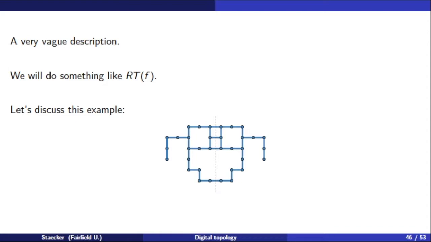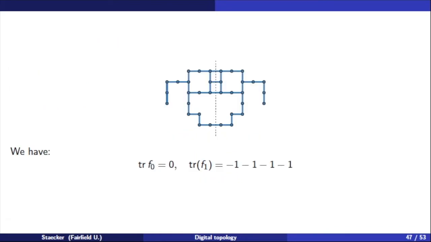So this digital image and the flip, all right? Remember, when we do the Lefschetz number, we do these traces. In dimension 0, there is nothing because there are no fixed points, no vertex goes to itself. And in dimension 1, we had these 4 edges, which were all -1s because they're being reversed.